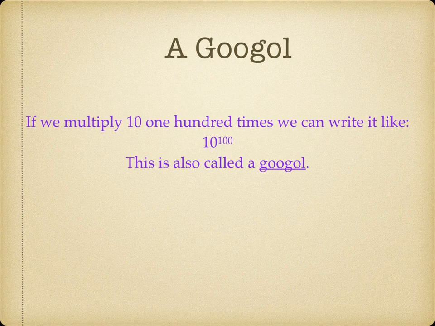So a googol, if we multiply 10 100 times, we can write it like this, 10 to the 100th power. This is also called a googol. So it works all the way up. So let's expand on this by doing something new.